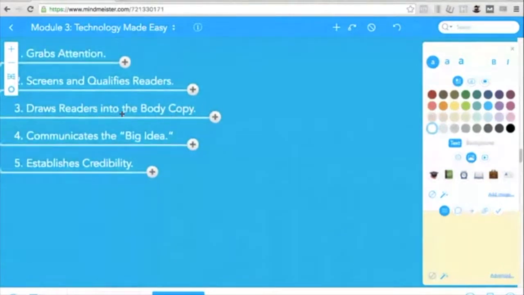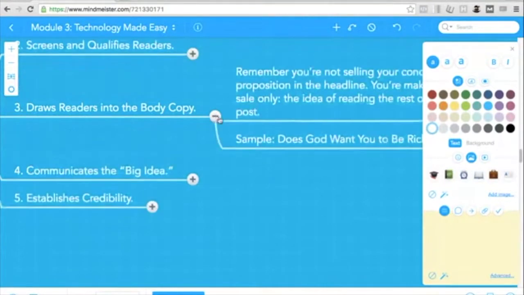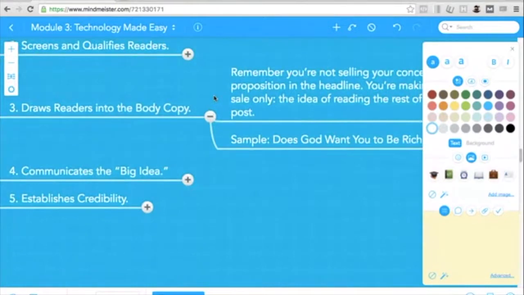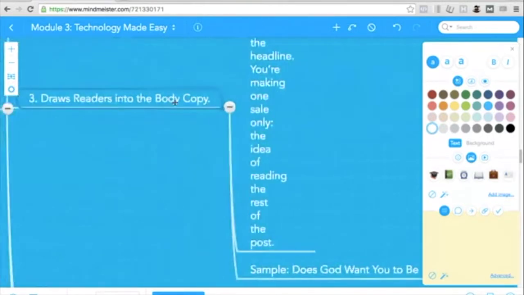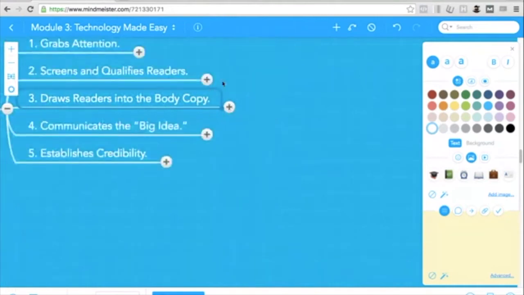Then, draws readers into the body copy. Ito yung sinasabi ko kanina na ang purpose ng subject line is really to make them open the email. Okay? Remember, you're not selling your concept or proposition in the headline. You're making one sale only, the idea of reading the rest of the post. So, sample, does God want you to be rich? So, parang yun lang. Gusto mo mag-open sila ng email nila dahil doon.